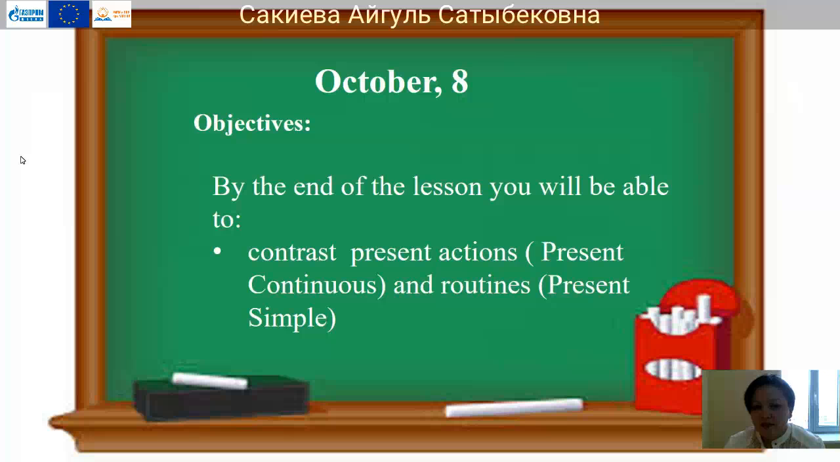Okay, the objectives of this lesson. So what will you be able to do by the end of this lesson? You will be able to contrast present actions, like present continuous, and routines, present simple. You are going to tell the difference between these two grammar tenses.